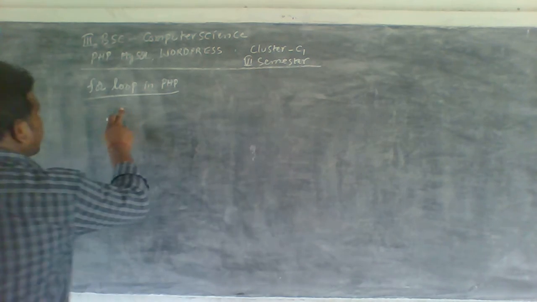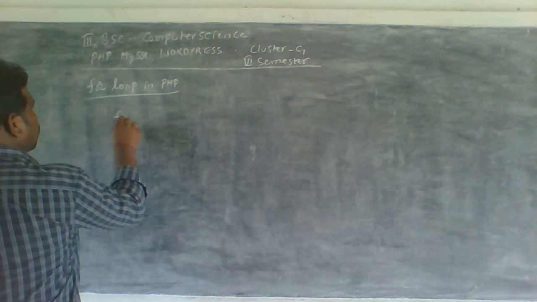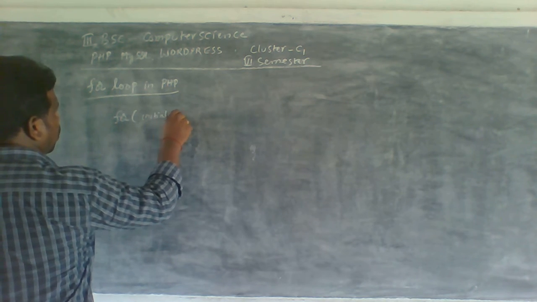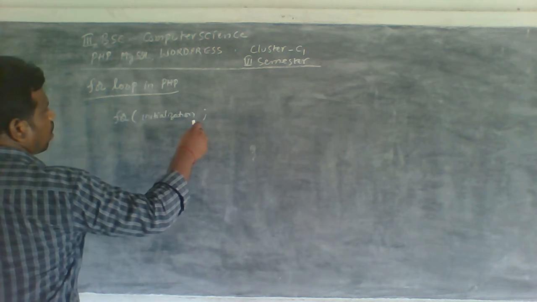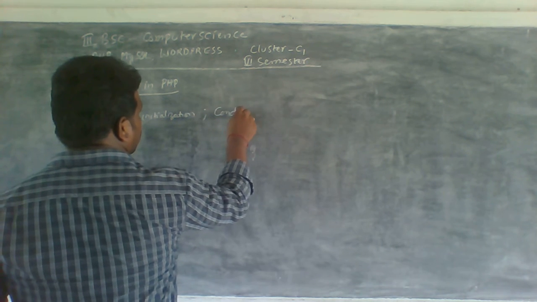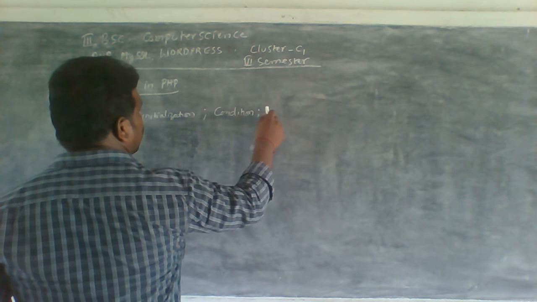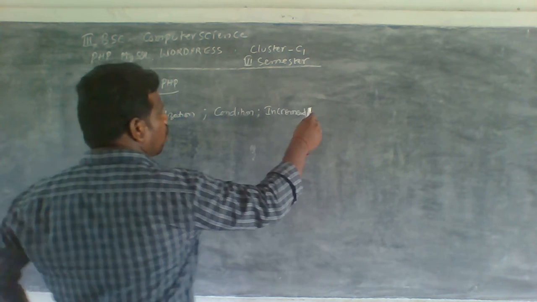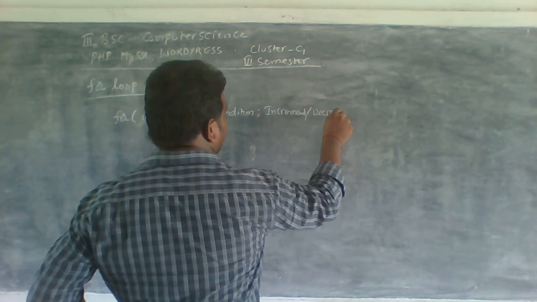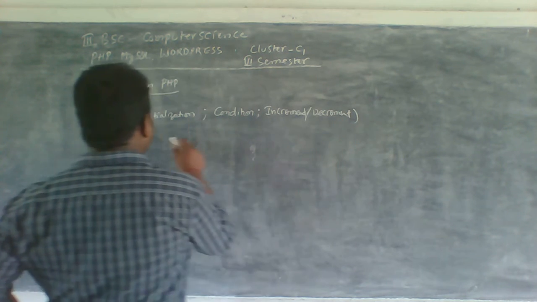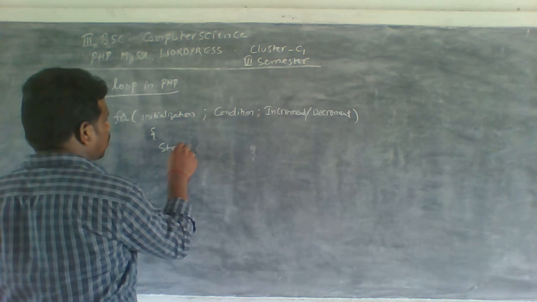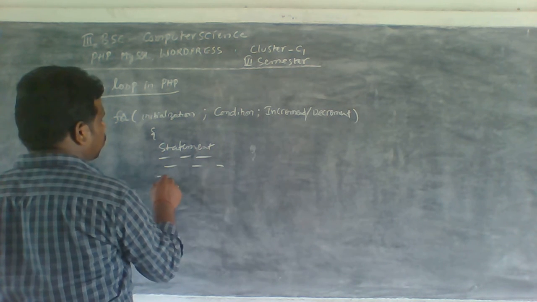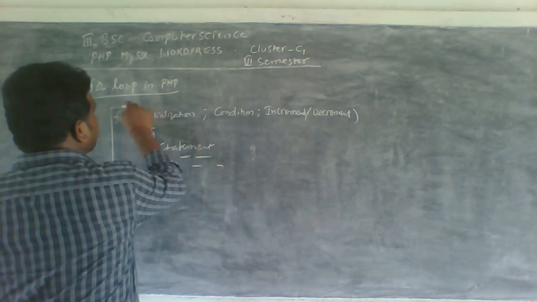Okay, so what is the for loop syntax? The for loop syntax is like this: for, initialization, comma, condition, comma, increment or decrement operator we can use. And we have to use statements to execute here. And this is simple.